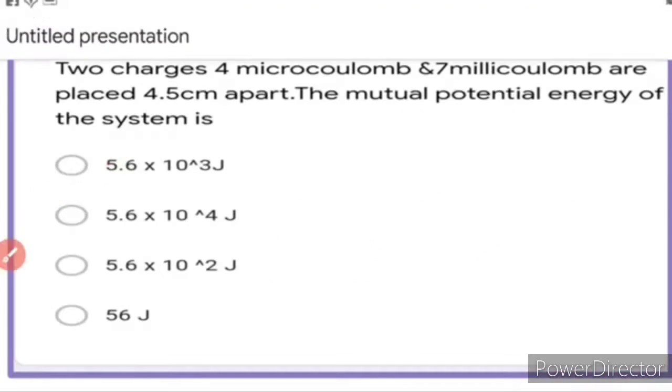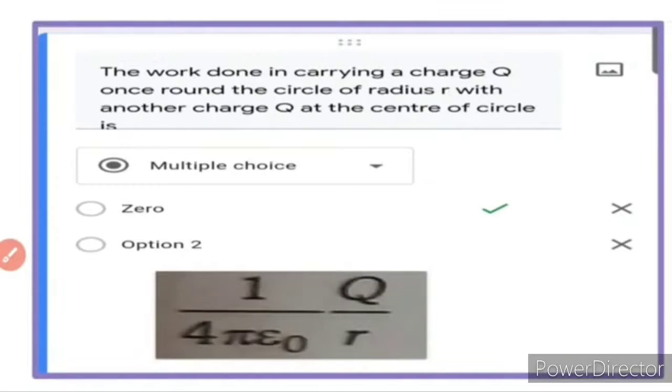Now going to the next question. Work done in carrying a charge Q once round the circle of radius R with another charge Q at the center of the circle is. Okay, so at the center of a circle you have a charge, and the work done in carrying another charge Q once round the circle of radius R. So the other charge is at the center.